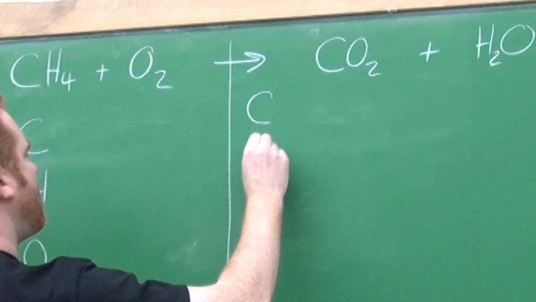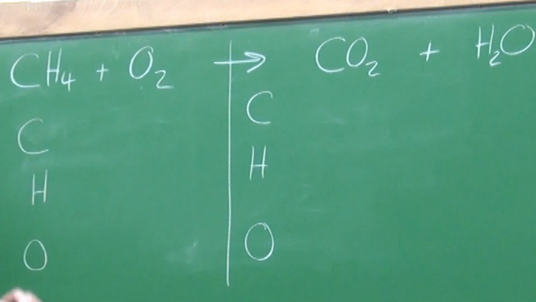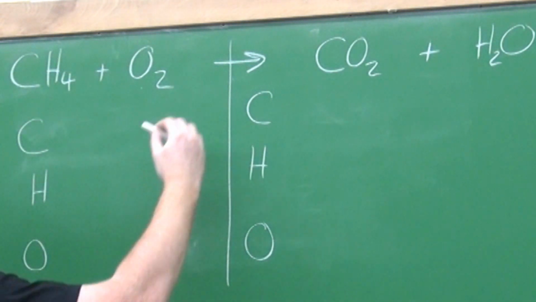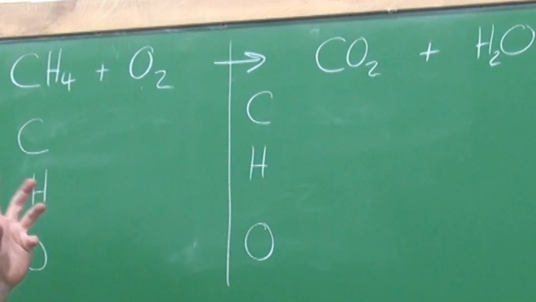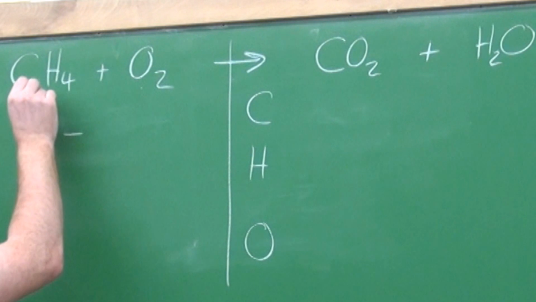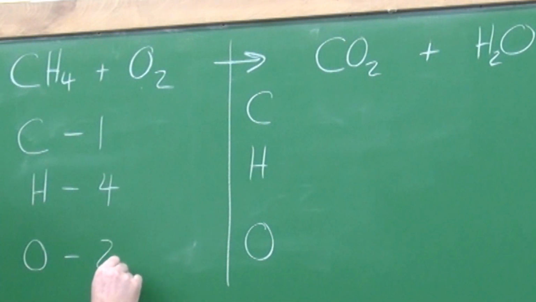Now, every time I do this, I should get it so that the same elements are involved in the reactants as what I have in my products. If I don't have that, then there's no way that this is going to work, and I must have done something incorrectly. So let's go through and see how many of each we have. Again, this is where we're doing our little bit of accounting. So I've got 1 carbon here, 4 hydrogen, and 2 oxygen.